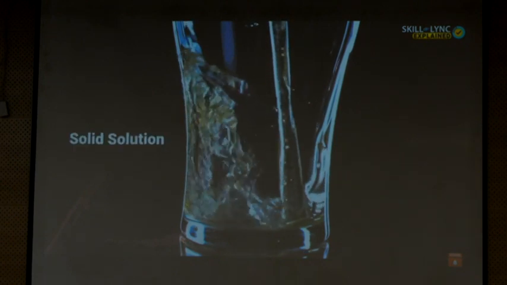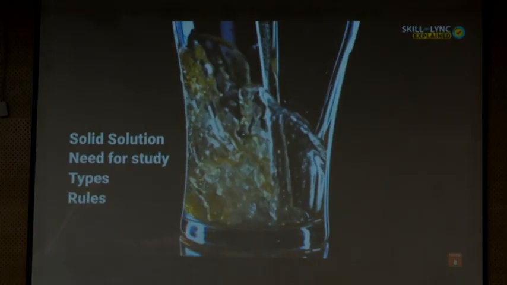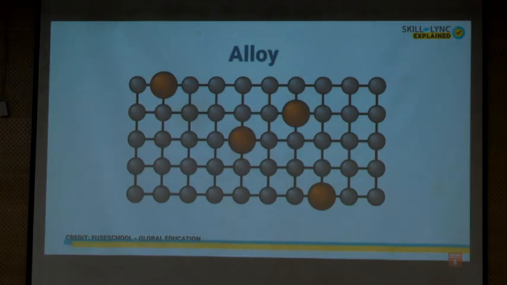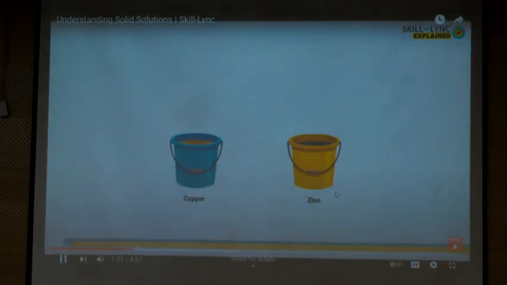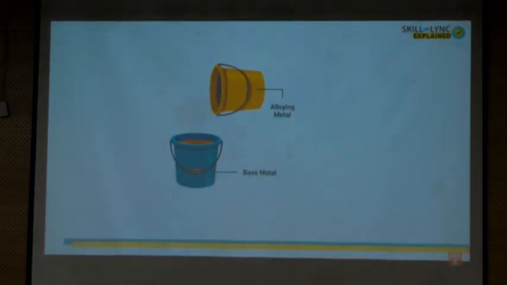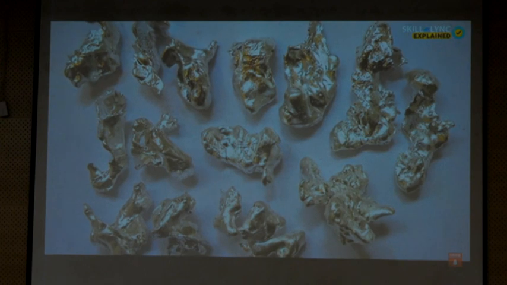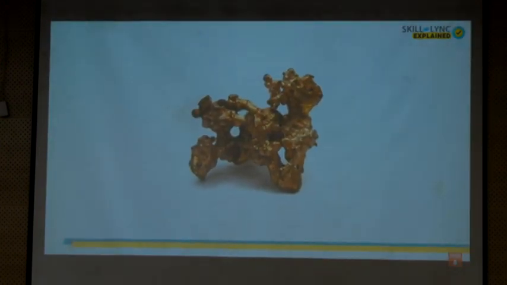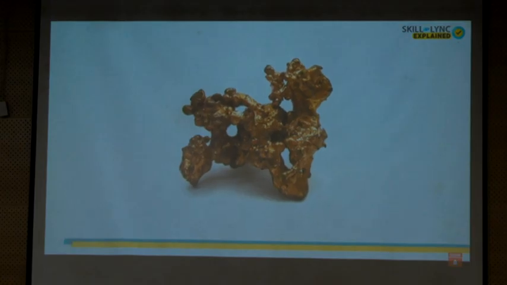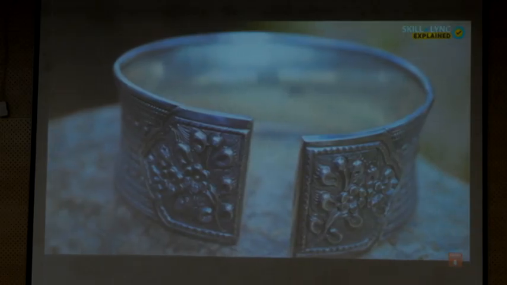We'll be discussing what solid solutions are, why do we need to study them, and the types of solid solution and the rules governing them. Let's start with what an alloy is. An alloy is a mixture of metals formed by adding a certain amount of metals, called alloying metals, into another metal called the base metal. This is usually done for obtaining the desired properties. For example, pure silver is anti-corrosive, but it is also very soft. Adding a certain amount of copper to silver forms an alloy called sterling silver. This improves the mechanical properties without affecting its anti-corrosiveness.